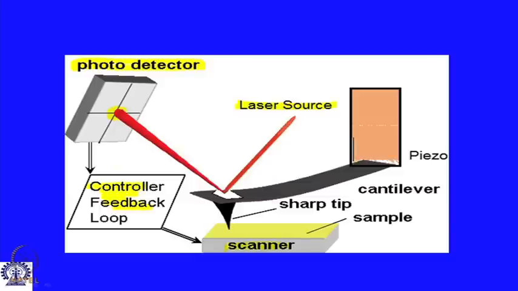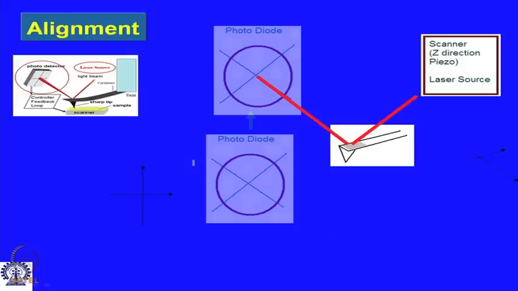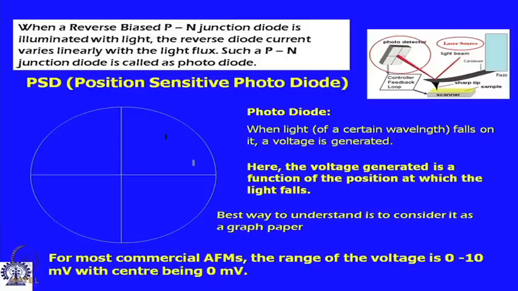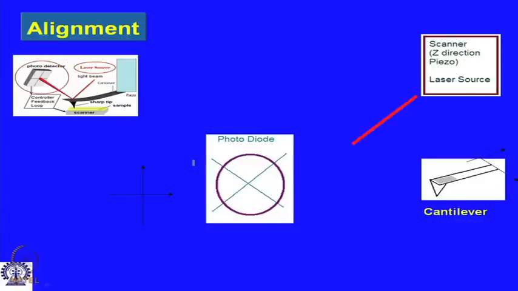You have the scanner over here, which is mounted to the piezoelectric material. You can identify now the sharp tip or the probe. You can identify the cantilever, and you can identify this zone also, what we talked about as the shining reflective zone on the cantilever, which is right opposite to the location of the tip. Now we will come to the concept of what is known as alignment.